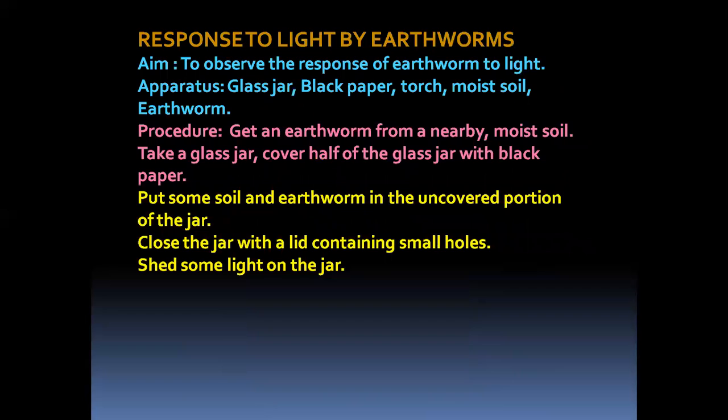Response to light by earthworms. Aim: to observe the response of earthworm to light. This is our activity. Aim means here we are going to observe. Apparatus: glass jar, black paper, torch, moist soil, earthworm. Now the procedure, what we are going to do. Get an earthworm from nearby moist soil. Take a glass jar. Cover half of the glass jar with black paper. Put some soil and the earthworm in the uncovered portion of the jar. Close the jar with a lid containing small holes. Shed some light on the jar.